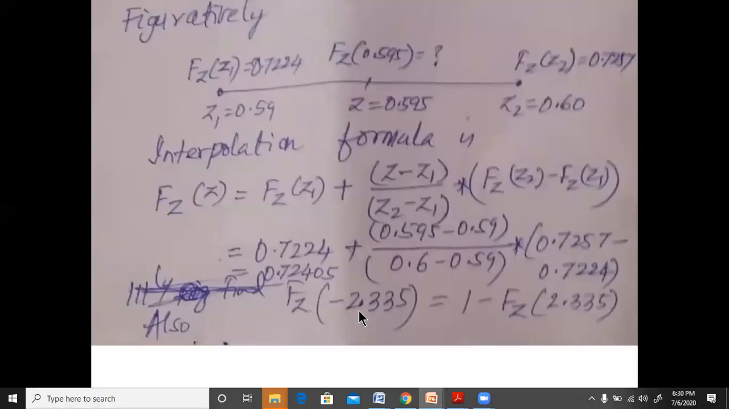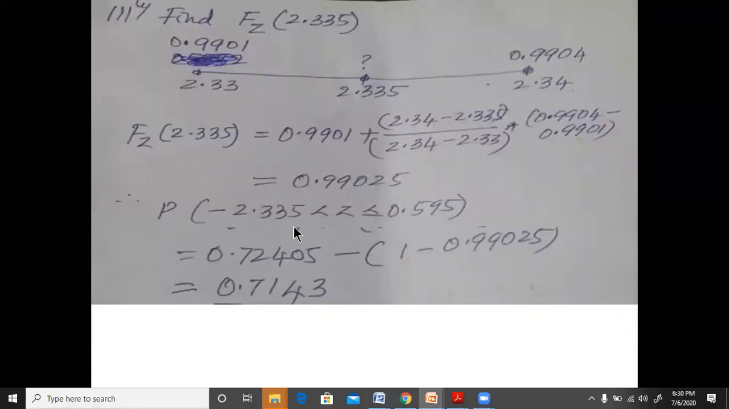So, the method there is found in the same way. Again, I am putting here the graphical representation. For 2.33, it is 0.9901. For 2.34, it is 0.9904. For 2.335, it should be what?